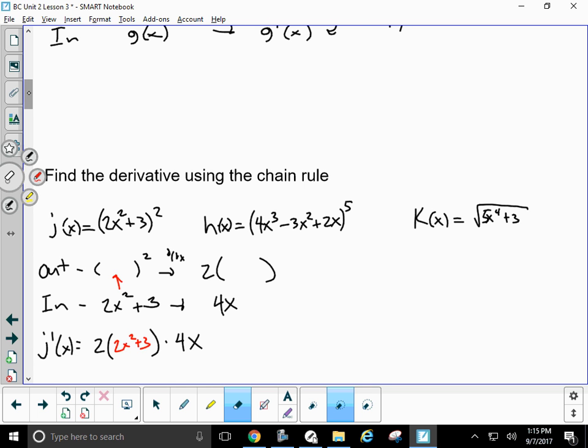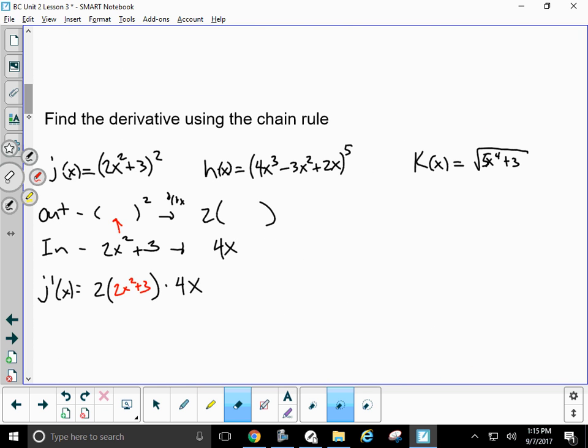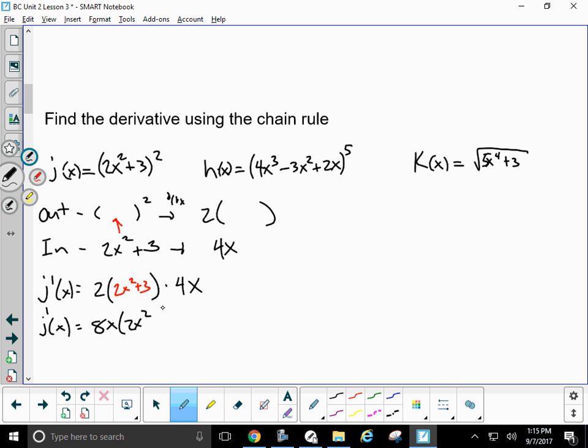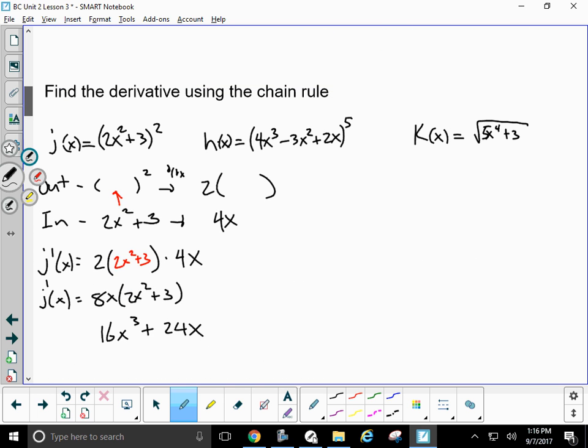Now let's go ahead and check. Is that equal to 16x cubed plus 24x? Well, if I multiply the 2 and the 4x, I got 8x. 8x times 2x squared plus 3 will give me 16x cubed plus 24x, which is exactly what we had after distributing. What you will find is that it's probably easier to take the derivative of this using the chain rule rather than having to distribute. So this is going to be a very, very valuable tool that we can use.